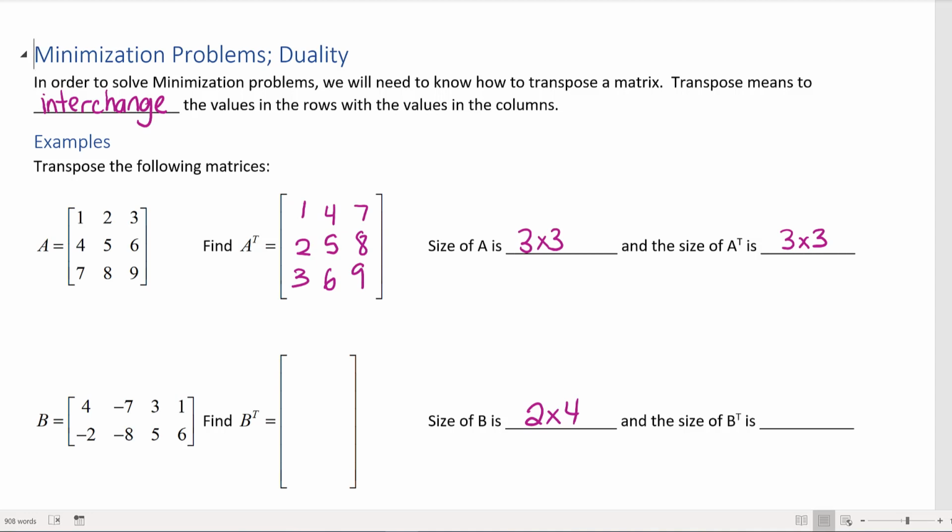So 4, negative 7, 3, 1, which is the first row of B, is going to be the first column of B transpose. 4, negative 7, 3, and 1. The second row, negative 2, negative 8, 5, and 6, is going to be the second column in B transpose. So notice that the size of B transpose is actually a 4 by 2. That's because the rows and the columns switch, and so therefore their sizes are going to be different.